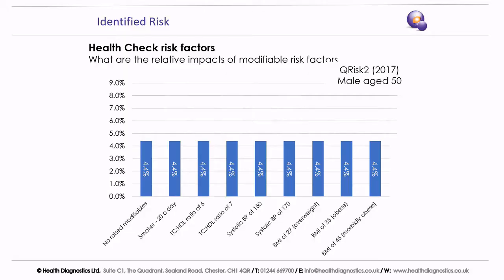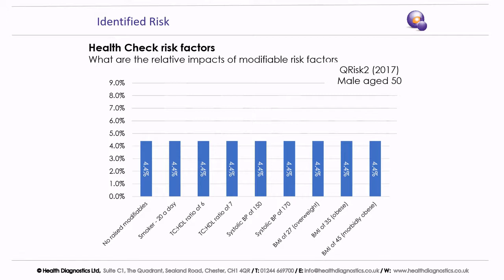Having seen which risk factors have a direct and indirect influence on our risk of heart attacks and strokes, it's also useful to understand the relative impact of each of these. If we look at this diagram, just to look at the relative impact of the modifiable risk factors on one's QRISK score, this diagram shows the risk of someone who is a male who's 50 years old, who has no modifiable risks in the first instance, and therefore has a risk of 4.4%.